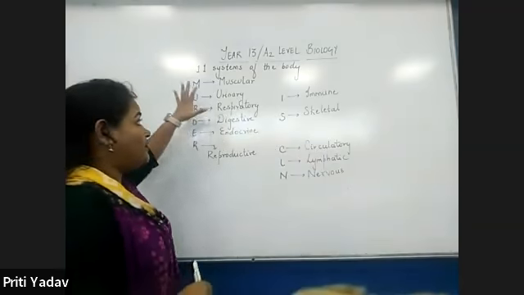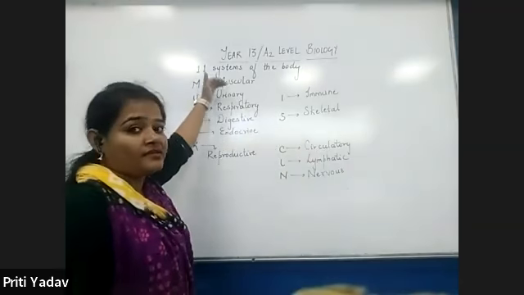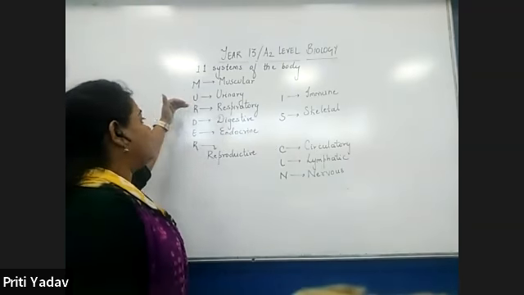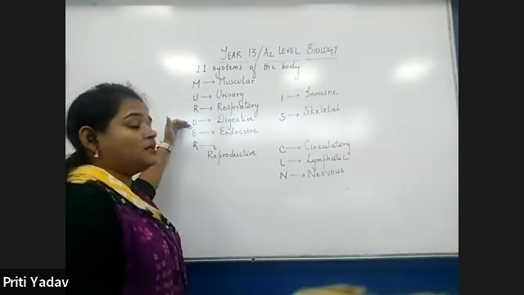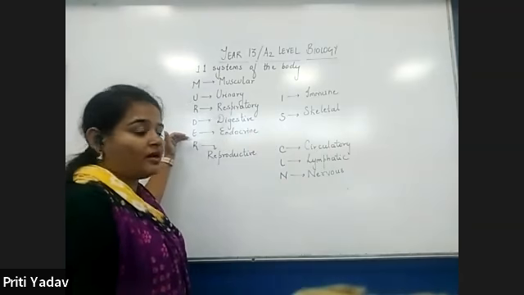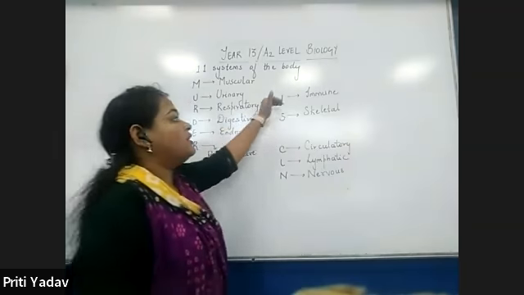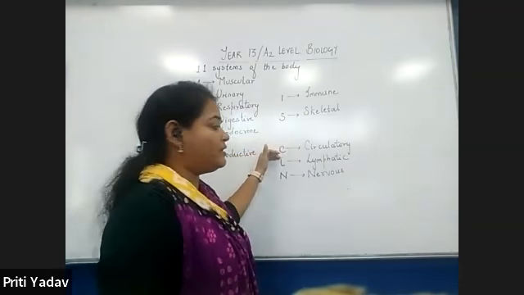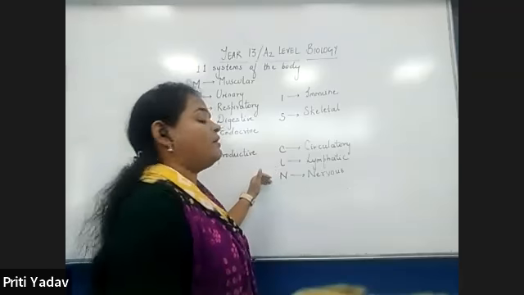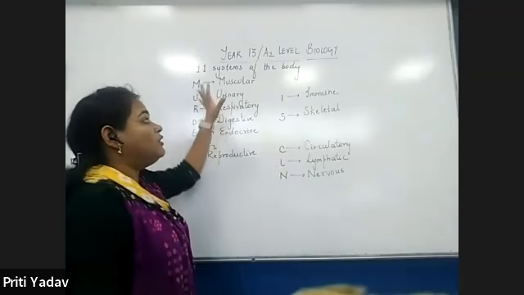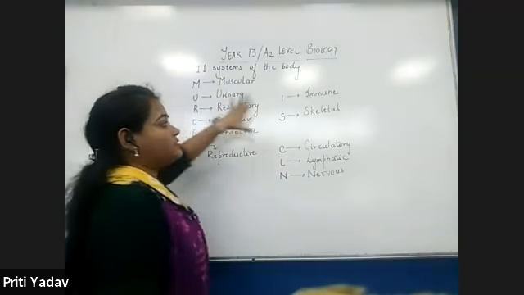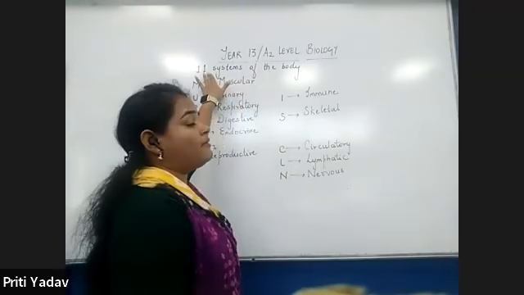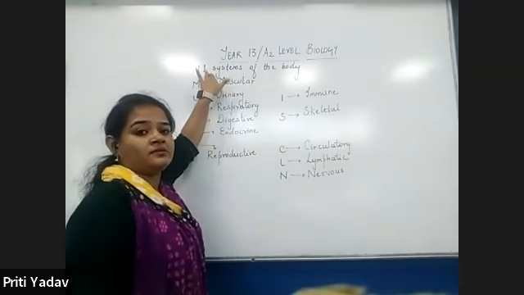Again, we'll see what the different 11 systems are. M stands for muscular, U is for urinary, R stands for respiratory, D is for digestive, E is for endocrine, R is for reproductive, I is for immune, S is for skeletal, C is for circulatory, L is for lymphatic, and N is for nervous system. All combining together form 11 alphabets, which resemble the 11 systems of the body.